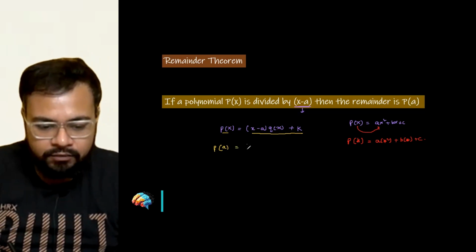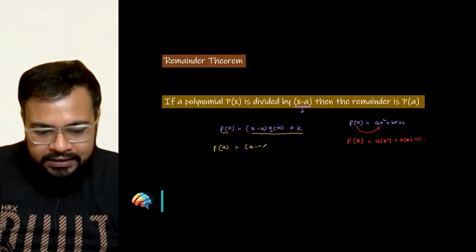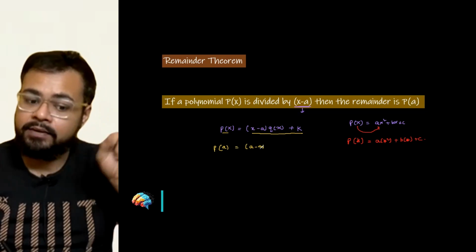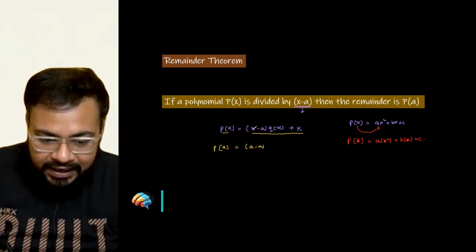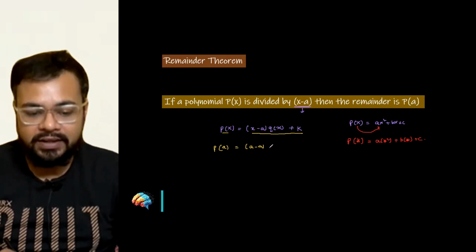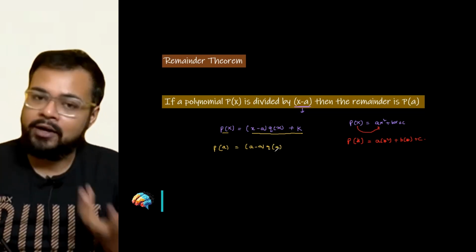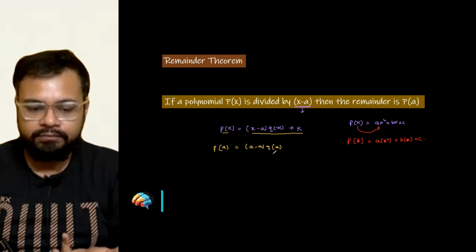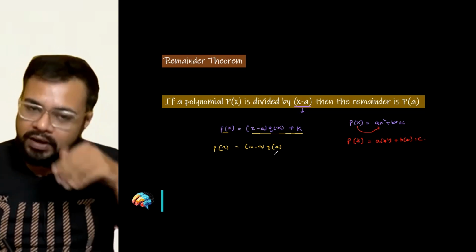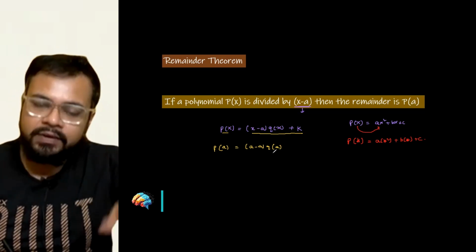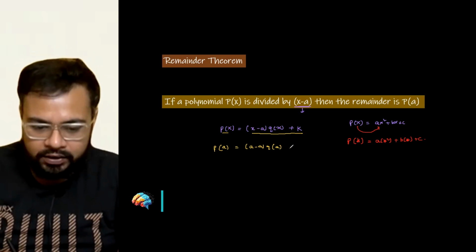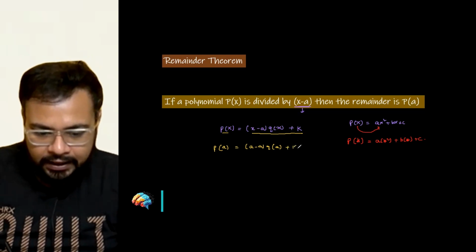So P(a) is equal to a minus a. What did I say? x will be substituted with a. So this x has been substituted with a. So that becomes a minus a. Q(a), I don't know what this Q polynomial is because I'm doing it in general. Whatever it is, its x will be substituted by a only, plus k.